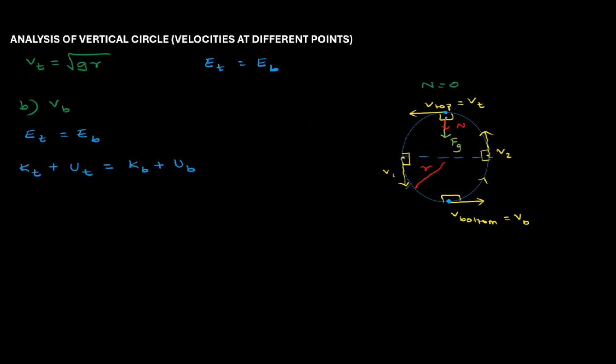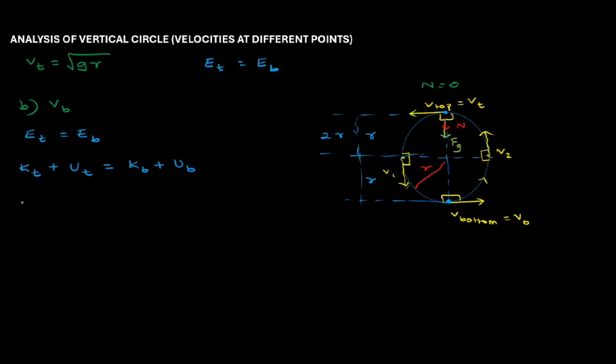Now, if this vertical circle is of radius r, I can write for its height as: this distance is r and this distance is also r. So the diameter of the vertical circle, which is its total height, will be equivalent to 2r.